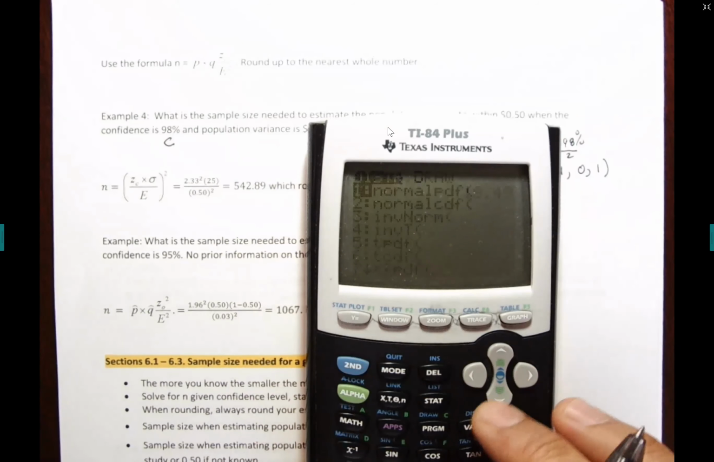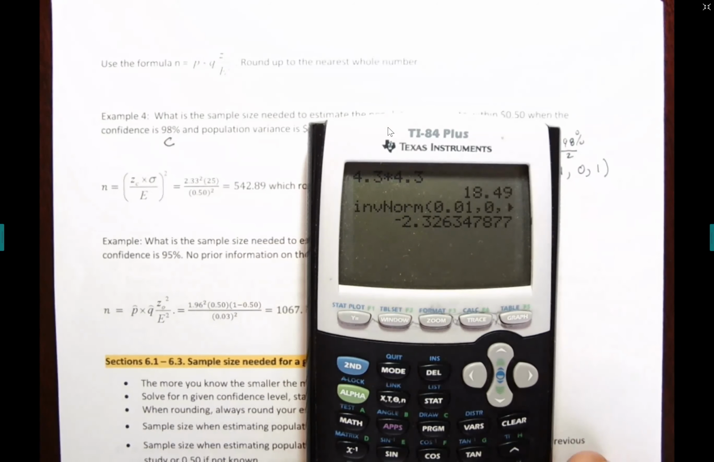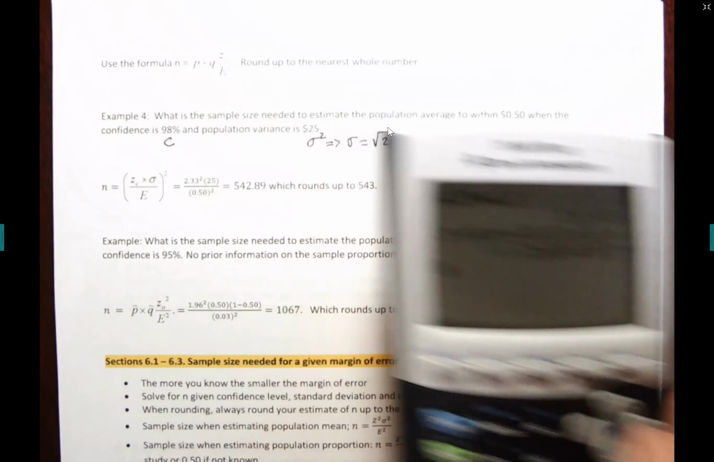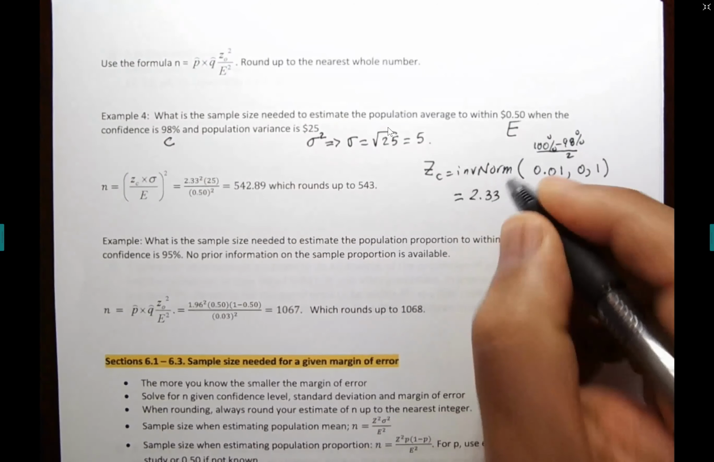Second, distribute. Inverse norm 0.01, comma 0, comma 1. Yes, if you round to 2 decimal places, it will be negative 2.33, but you always use the positive part, so it's 2.33. It doesn't matter. Even if you use negative, you're gonna square them, guys.